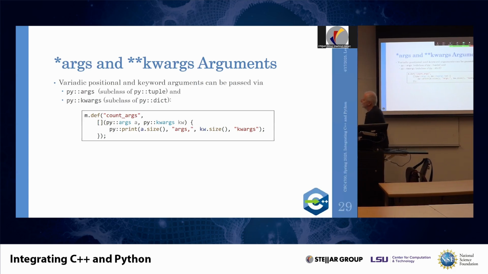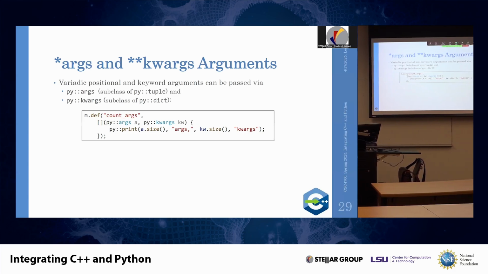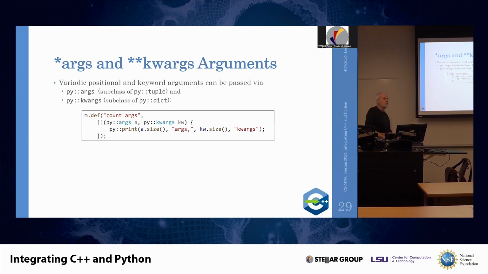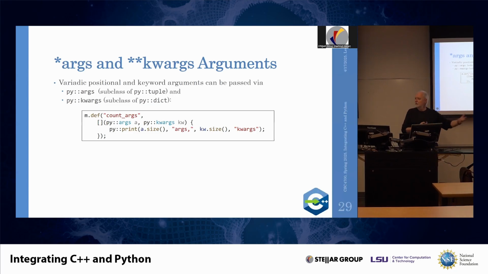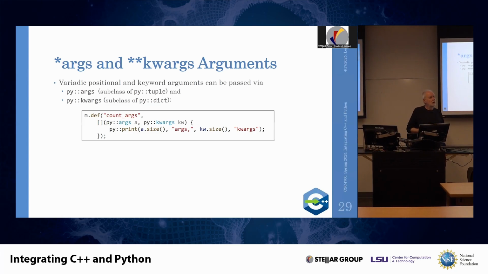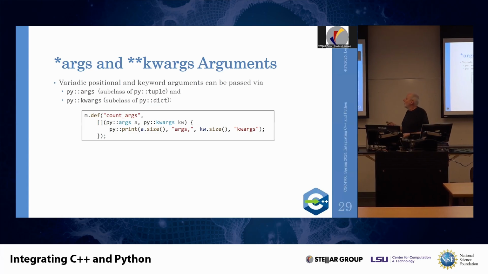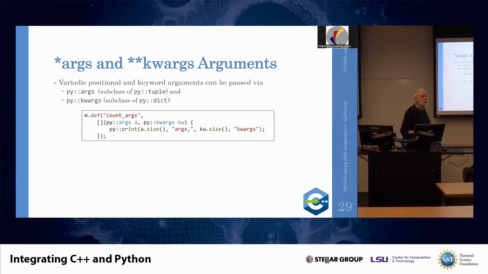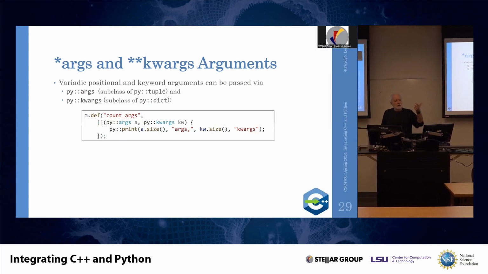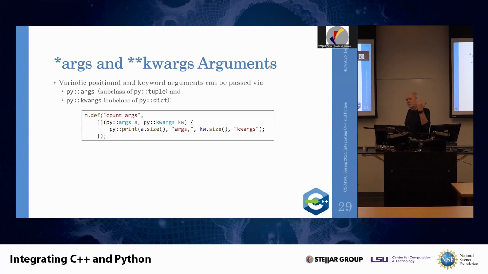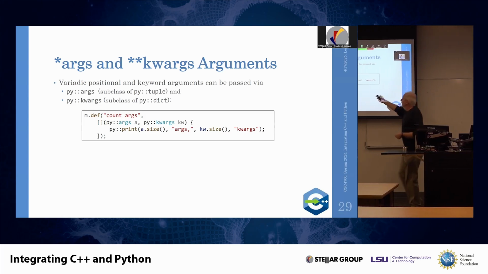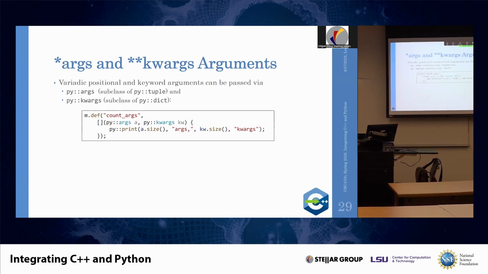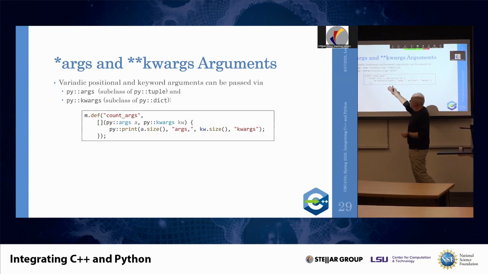Okay, what about support for star args and star kwargs? For those who don't know Python, Python has a way to refer to all arguments of a function by saying star args. It will give you a tuple of all arguments. Or if you want to refer to all keyword arguments a function was called with, you refer to it with star kwargs, which will give you a dictionary of the name of the argument with the value of the argument in there.